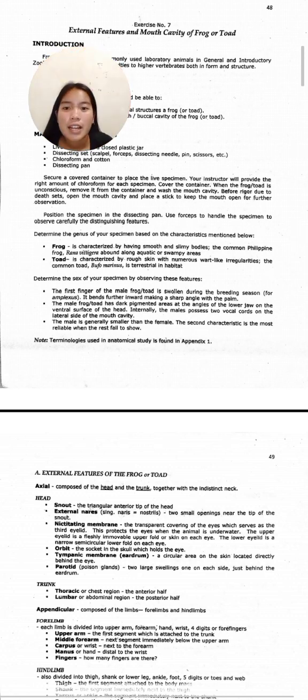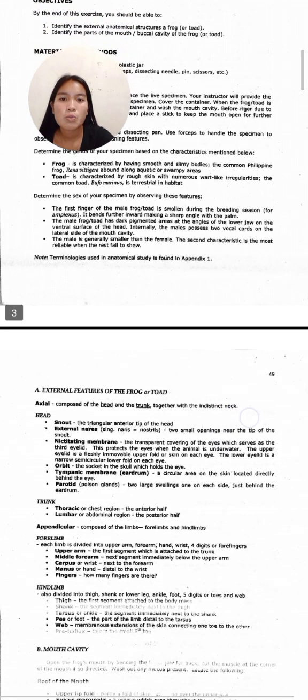Next, determine the sex of your specimen by observing these features. The first finger of the male frog or toad is swollen during the breeding season. For amplexus, it bends further inward, making a sharp angle with the palm. The male frog or toad has dark pigmented areas at the angles of the lower jaw on the lateral side of the mouth cavity. The male is generally smaller than the female. The second characteristic is the most reliable.